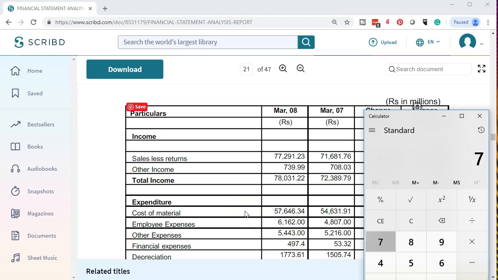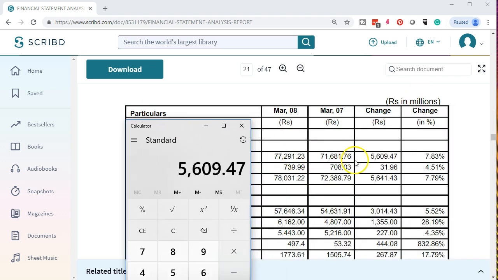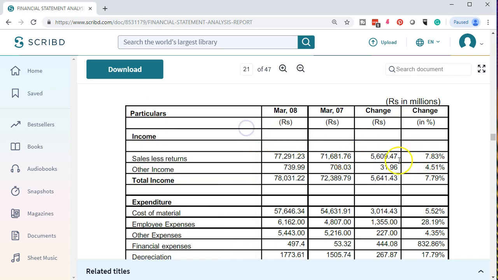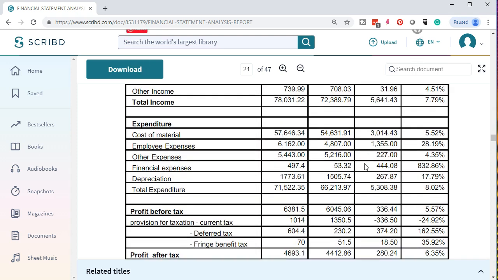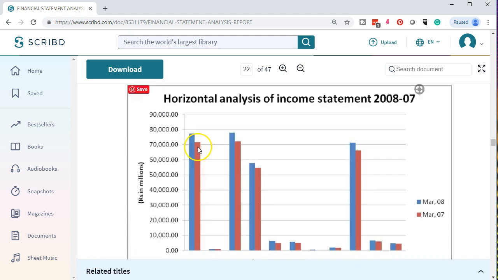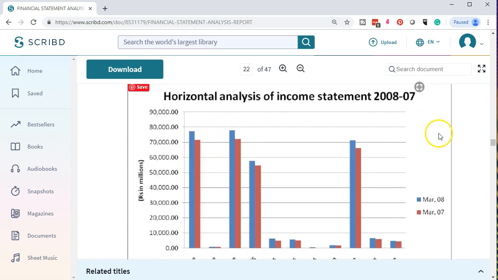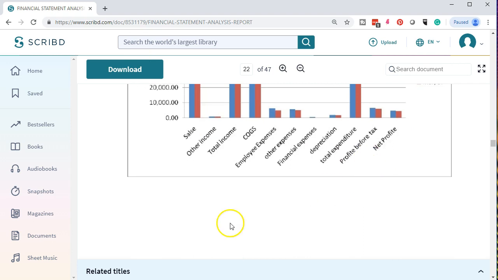We'll take the current period, 77291.23 minus the 71681.76. That's going to give us the change of the 5609.47. If we divide that by the prior year, which is 71681.76, that's going to give us the 7.83%, and that's going to be the change of our calculations for the intercompany. So we're talking year over year change, horizontal type analysis. We also have the graph of the income statement for the horizontal analysis here. You can take a look at the graph.